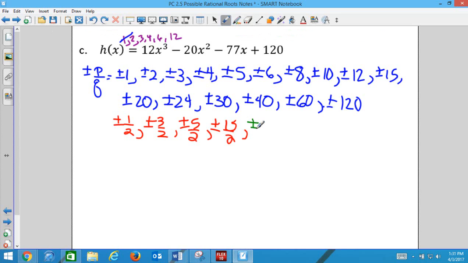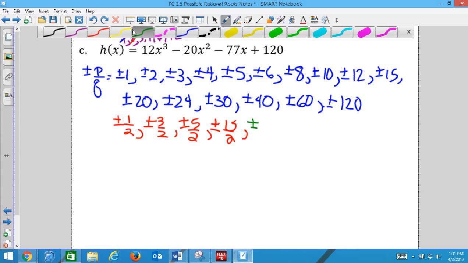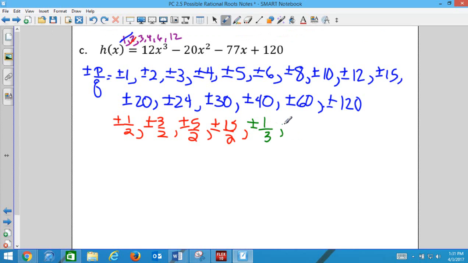Now we're going to do the 3s. So we already did the 2s. We're going to do 1 over 3, plus minus 2 over 3. I don't have to do 3 over 3. I do need 4 over 3.